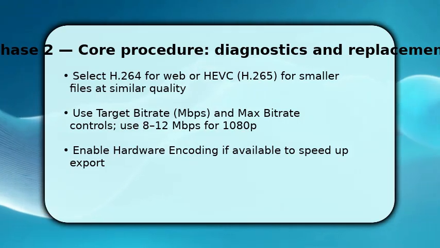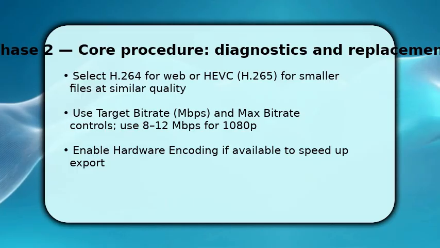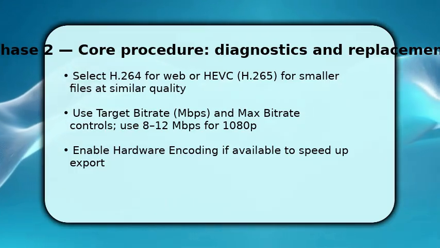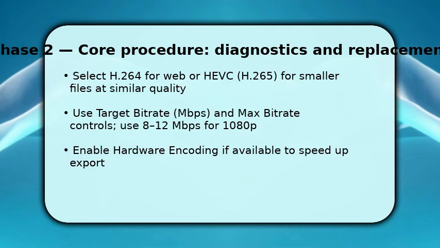Next, set bitrate. Lower bitrates shrink size but can introduce artifacts. Use a 2-pass VBR and set a sensible target and max bitrate to balance quality and size. If your machine supports hardware encoding, enable it to shorten export time. Make sure your profile and level match the delivery requirement so players can decode the file reliably.